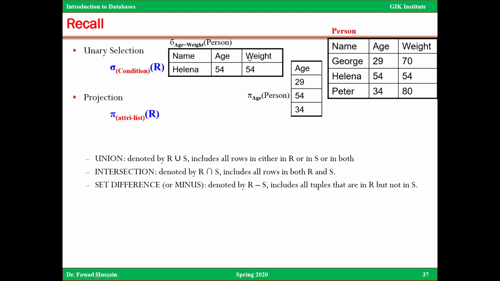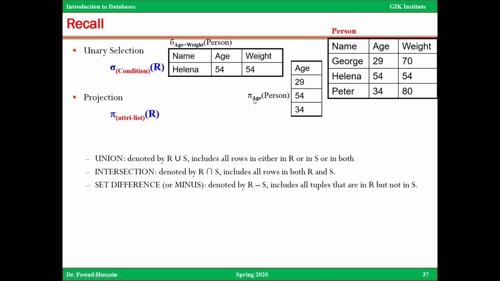If you write select asterisk from person where age equal to weight, you are filtering where age equals weight. The only case where age equals weight is this: 54 and 54. So only this row will be selected. You are filtering on the rows and not on the columns. For the projection, you are filtering on the columns and not necessarily the rows.